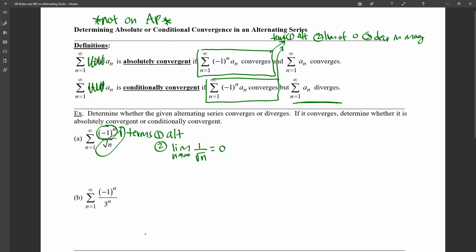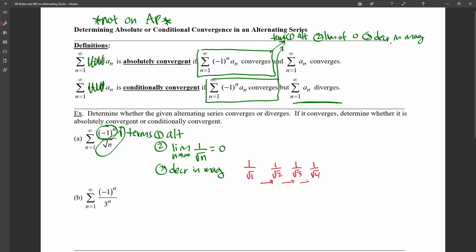So far I'm good on my conditions for an alternating series test converging. And the third thing I need to look at is, do these terms decrease in magnitude? So if I look at that, what I see is I'll have 1 over the square root of 1, and then 1 over the square root of 2, then 1 over the square root of 3, then 1 over the square root of 4.